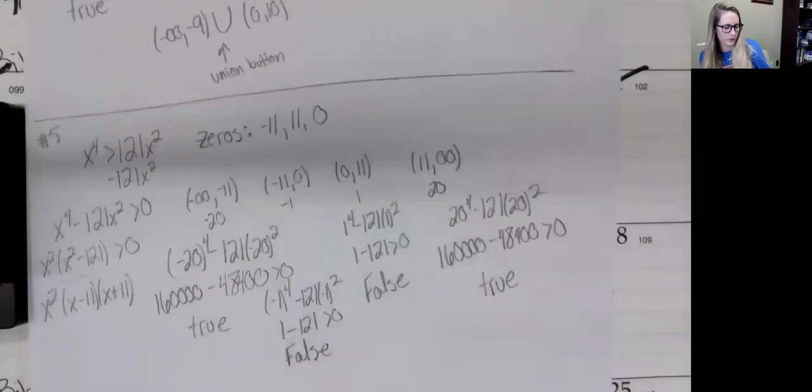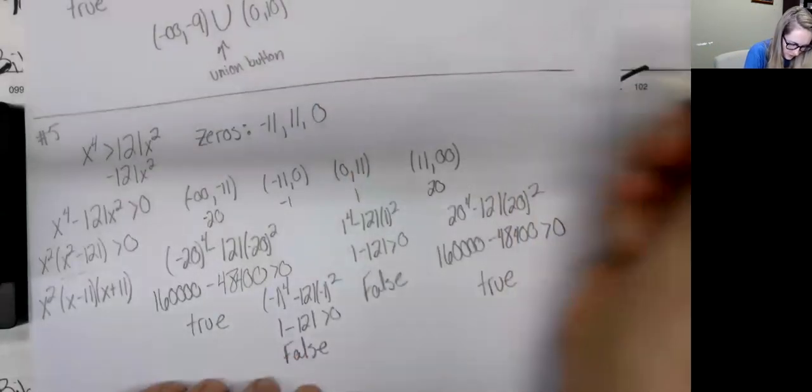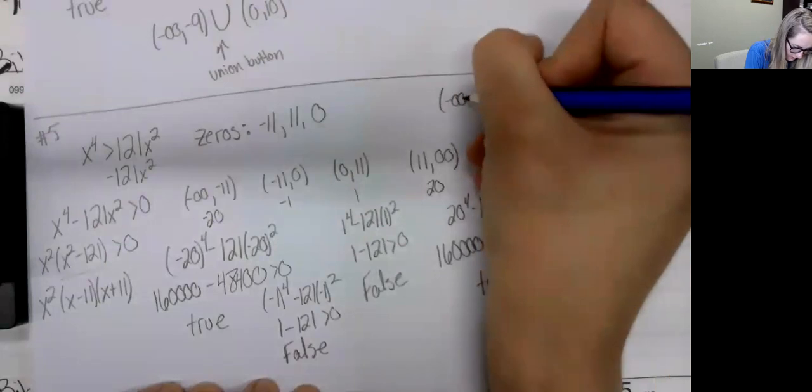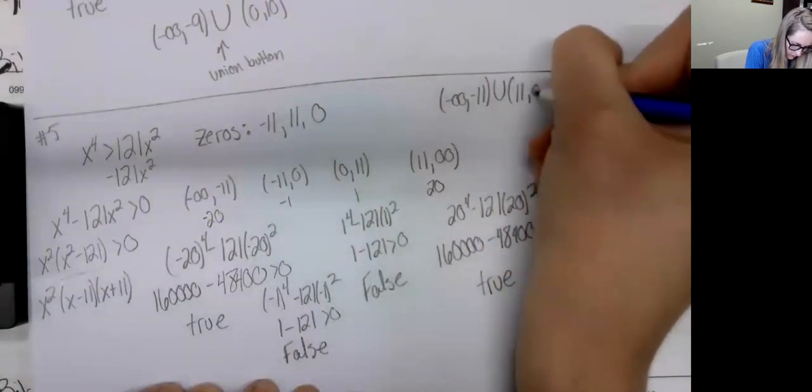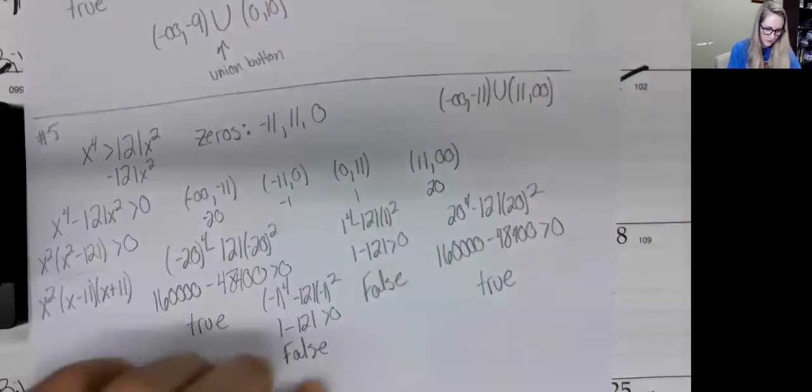So since we have two intervals on this one that are both the correct answer, we have to use that union sign, so negative infinity to negative 11, union with 11 to infinity. And let's write that down on the other paper real quick.